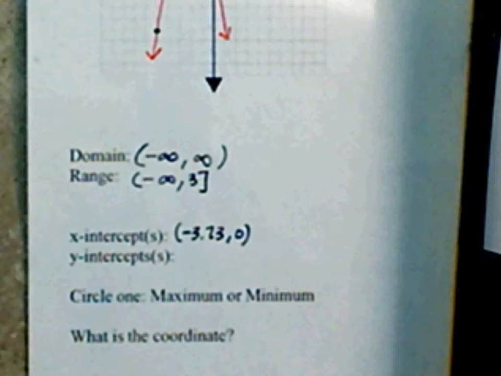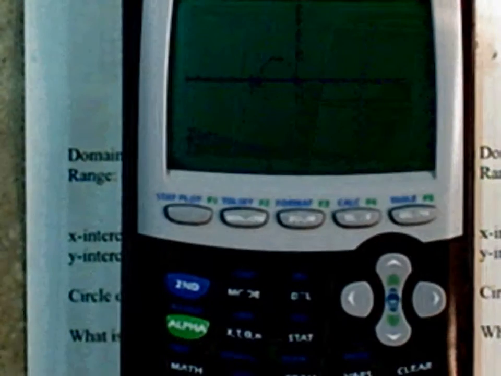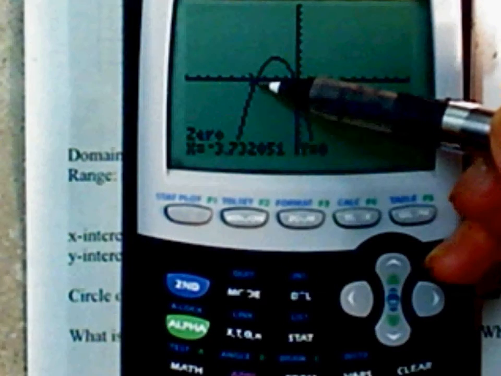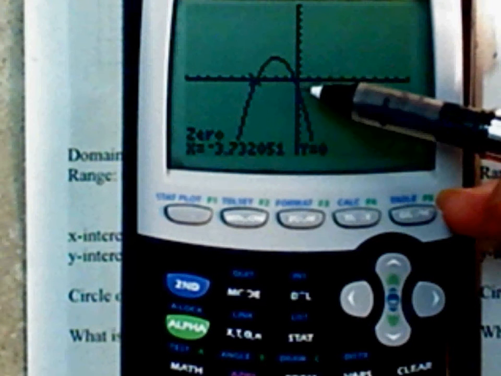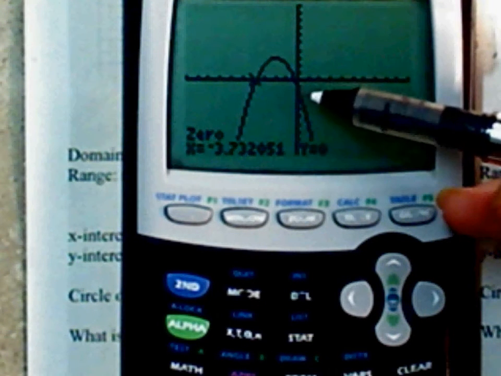Alright, I'll do the next one. You ready for the next one? That point's where you're crossing the x-axis, right? You see how you're crossing the x-axis on that one also? Okay, I'm going to stop.